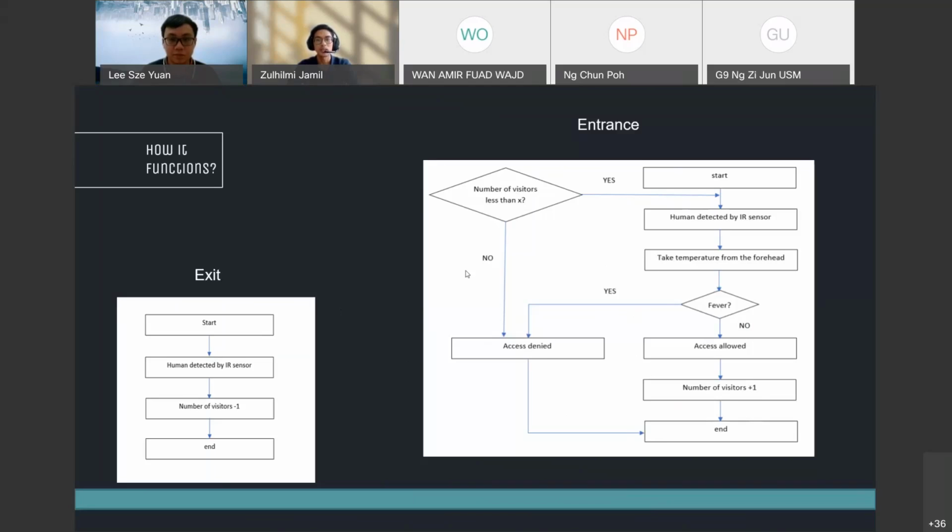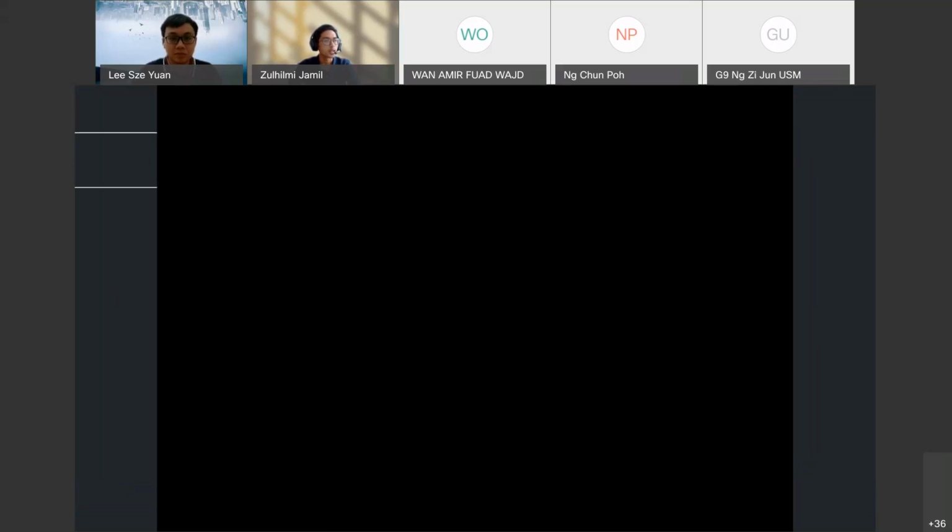And the last situation is when the number of visitors is equal to or more than the maximum number of visitors allowed in the premise. So the temperature screening will not operate, and therefore no other process will happen. And back to station one, when the visitor enters the premise and then exits at the exit gate, the IR sensor will detect the visitor that left the premise, and the number of visitors will be subtracted by 1. Next slide.